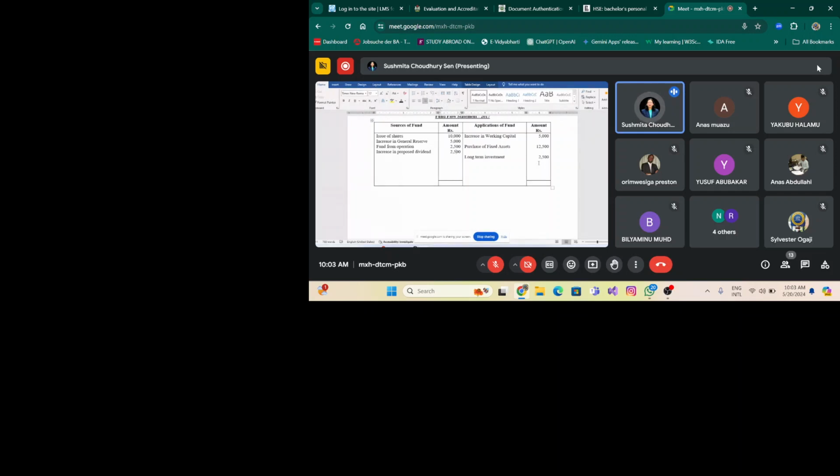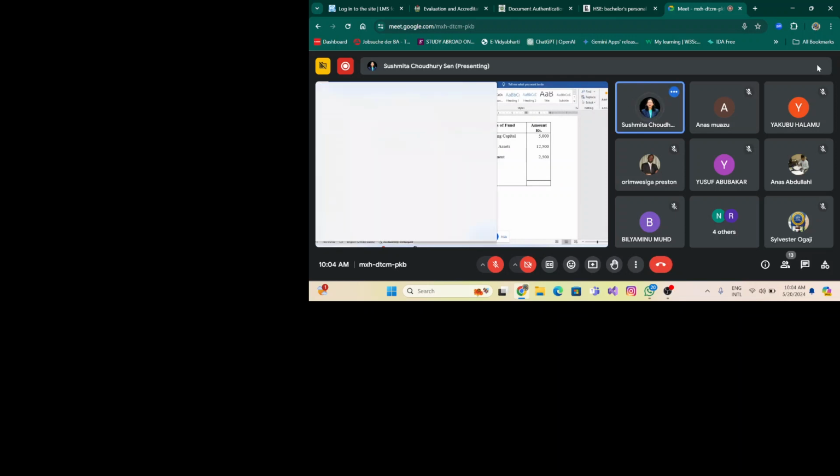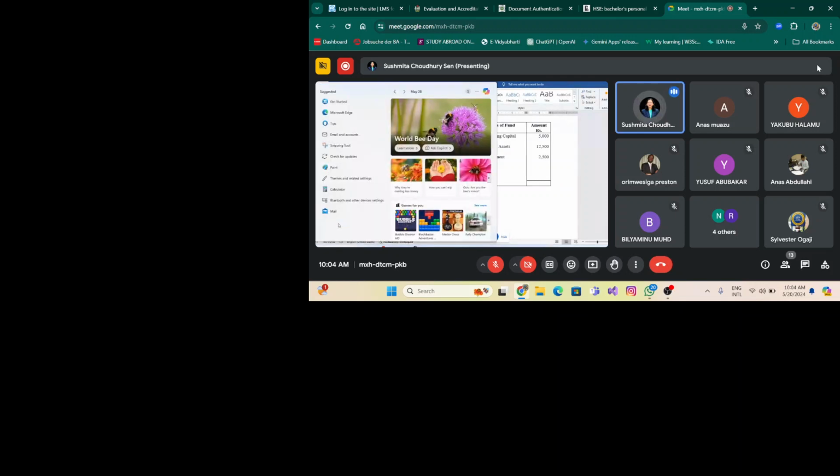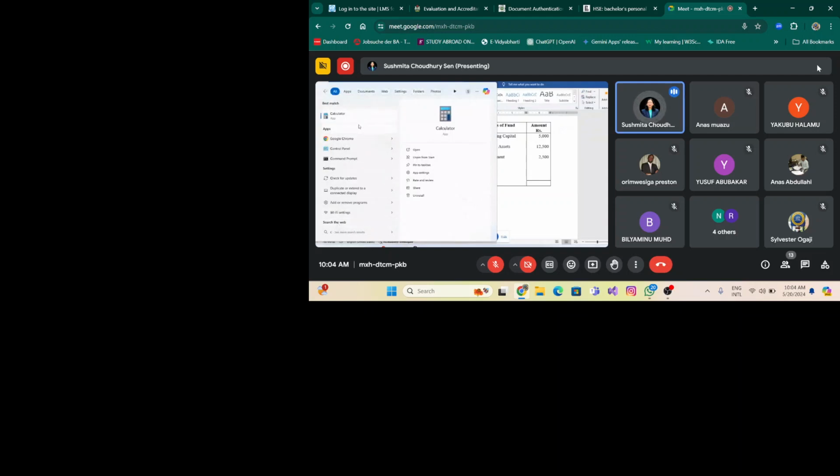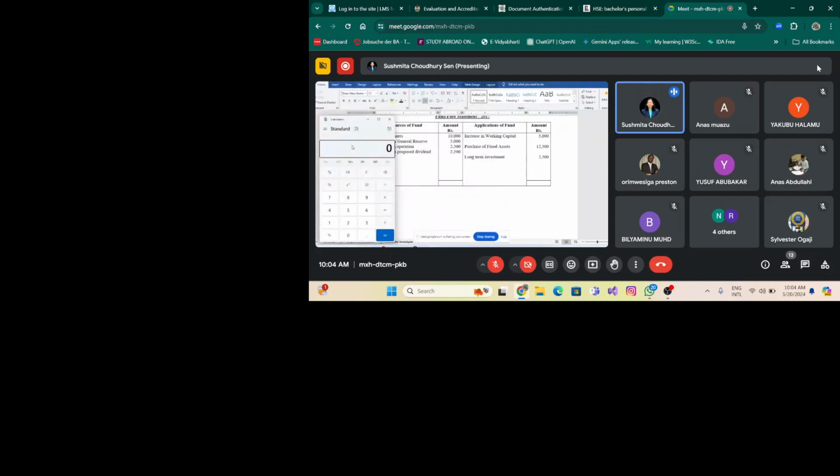Now if your calculation is correct, you are going to get a similar total on both sides. If your calculation is wrong or you are not covering the entire balance sheet, then your total is going to be wrong here. That means you need to revisit the balance sheet and identify where you have missed. So I am totaling the right hand side, that is the application side: 5,000 plus 12,500 plus 2,500. So the total is 20,000 on the application side.